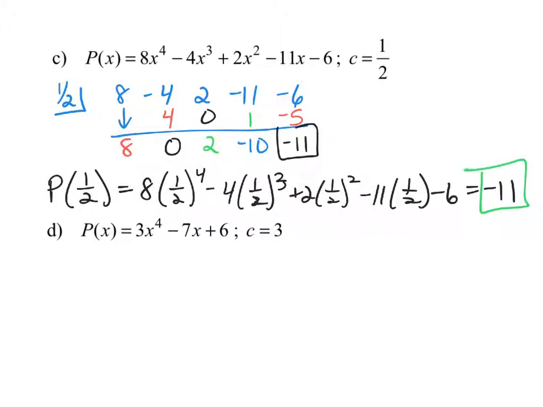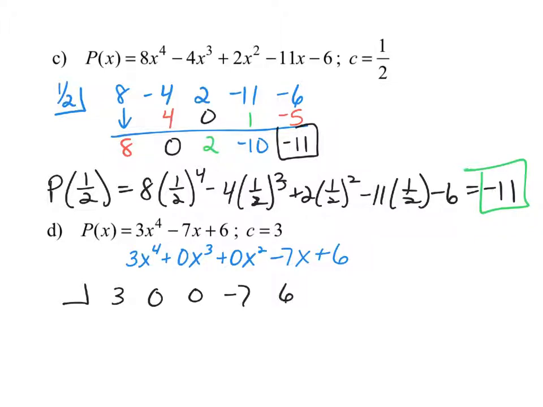For example D, the polynomial is 3x to the fourth minus 7x plus 6, and c is equal to 3. In order to use synthetic division to evaluate this, we want to make sure we have the right space fillers here. 3x to the fourth is the first term, but notice there's no x cubed term, so I'm going to put a 0x to the third. There's no x squared term, and then we have minus 7x and plus 6. So we can use these coefficients for our setup: 3, 0, 0, negative 7, and positive 6.